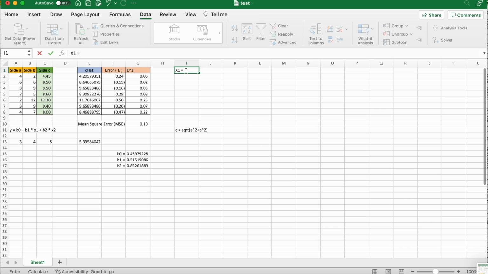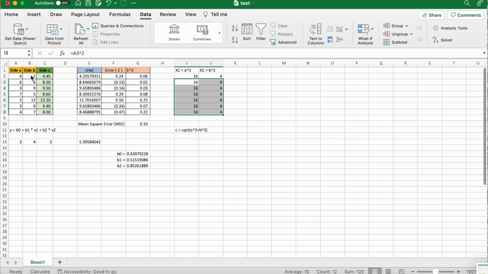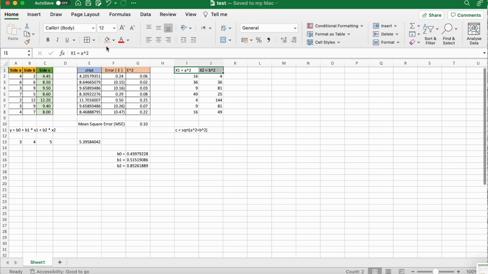x1 is equal to A square and x2 is equal to B square. That is simple for him to do. He says square this, and this is equal to this raised to the power 2. He copies these values across and gets all the values of A square and B square.